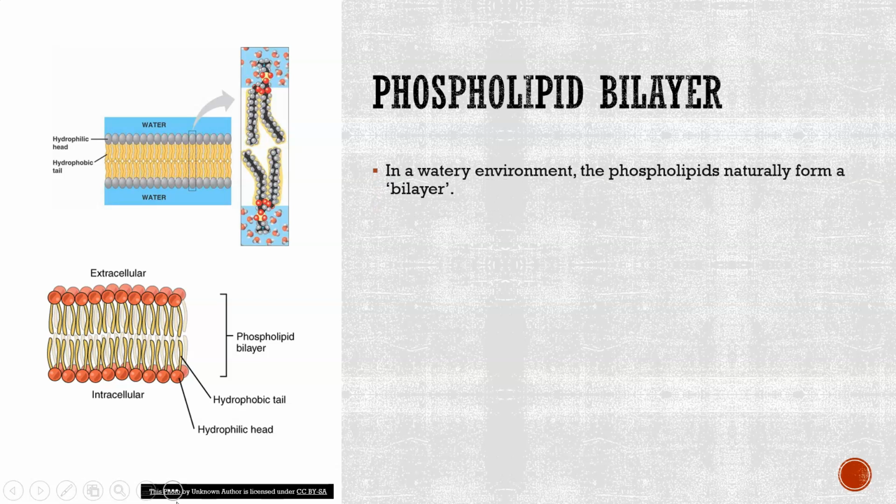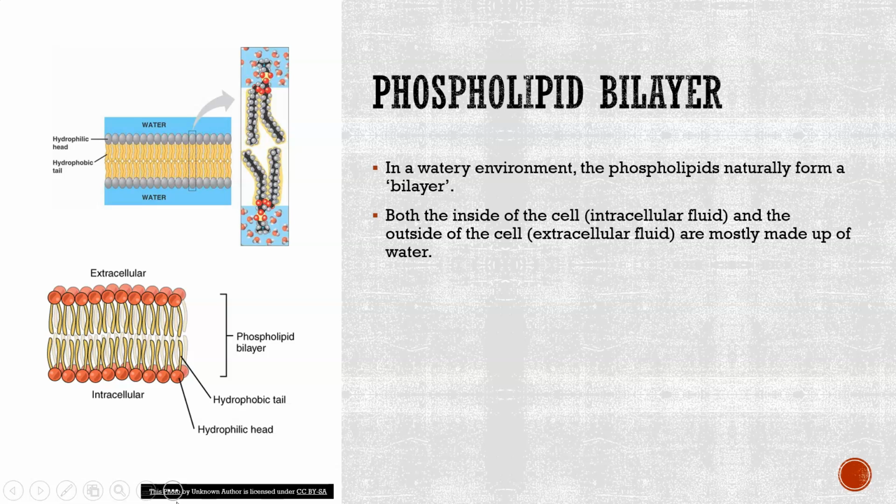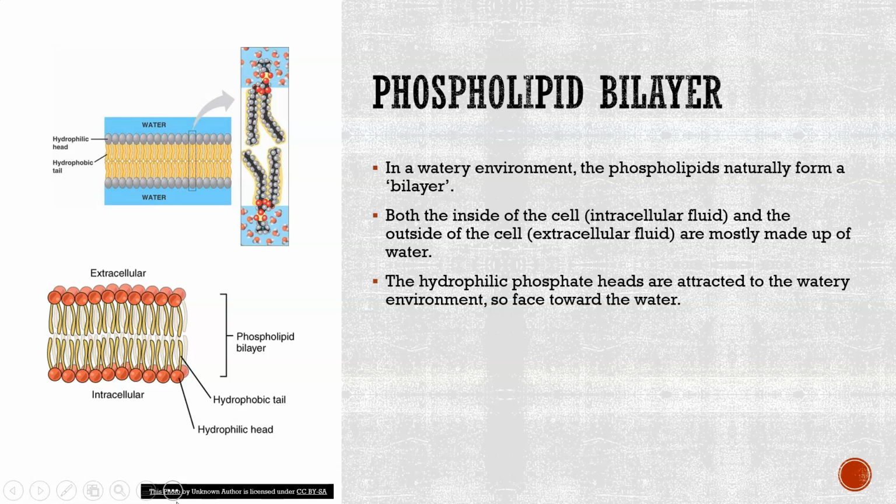So how does the bilayer actually form? In a watery environment, the phospholipids naturally arrange themselves to have their hydrophobic tails inside, protected from the watery environment. That's why they align in the bilayer. Their hydrophilic heads line up to protect their hydrophobic tails in between. Both in the cell and out of the cell are watery environments, so that's why they align in this manner.